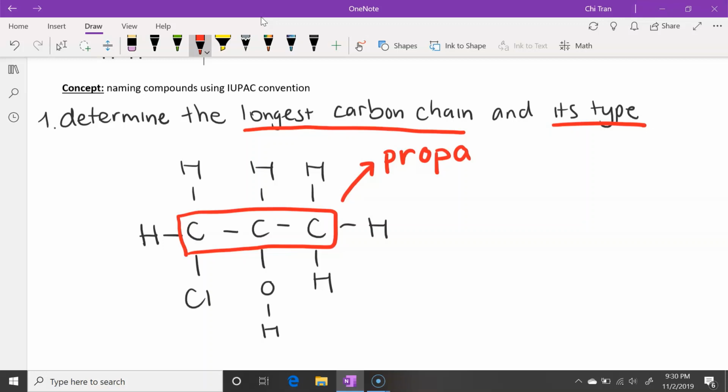And so the type, we can see that it's all single bonds, and so it's an alkane, so we can complete that name to propane. So we have sort of the first portion of the name, so we should write that in the corner, which is propane, and we can move on to the second step.